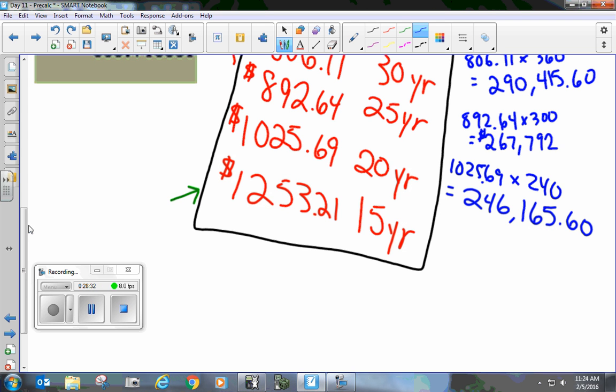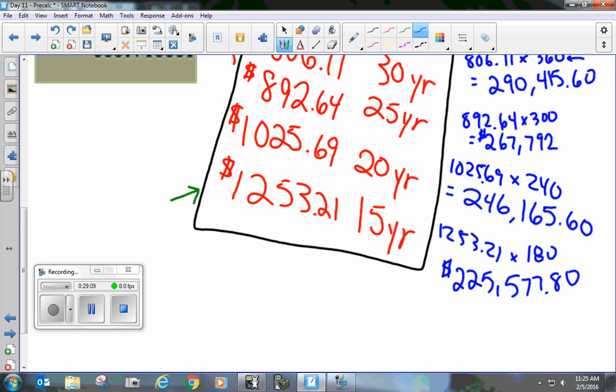Now, this one, no one said they wanted to do 15 years. What is 1253.21 times, now 15 times 12, what is that? What is 15 times 12? 180? You did it? So now you're only making 180 payments. Here, look at, you were making double that, 300 or 360. 225, what is it? 225.77.8. Look at the difference.